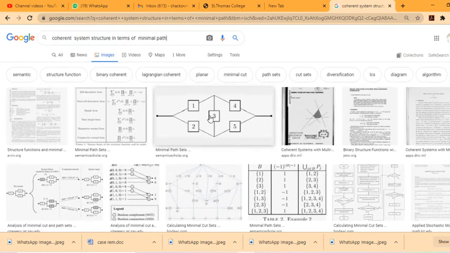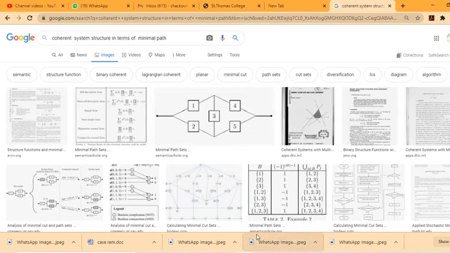Okay, anyway, think about the minimal path vectors. If at least one of the paths is functioning, that means either 1, 4 or 2, 5 or 1, 3, 5 or 2, 3, 4 is in a functioning state, then the system will be in a functioning state. So at least one minimal path is required for the system functioning.